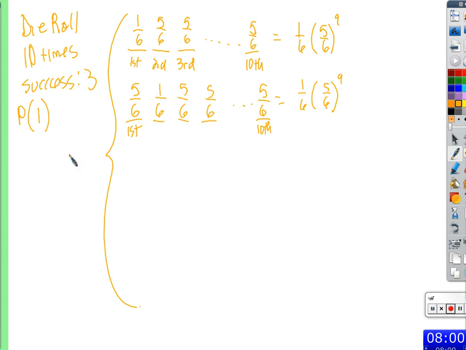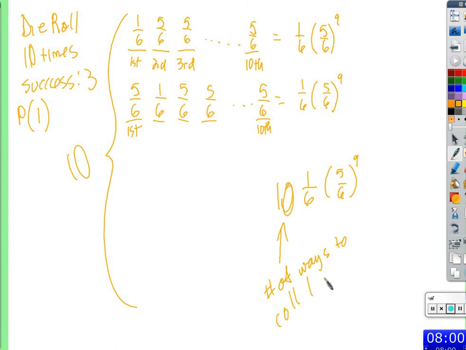So there's a 32.3% chance that you'll roll one 3. If we take this and add it to itself 10 times, or multiply it by 10, it's 10 times 1/6 times 5/6 to the 9th. This is the number of ways to roll one 3 in 10 rolls.